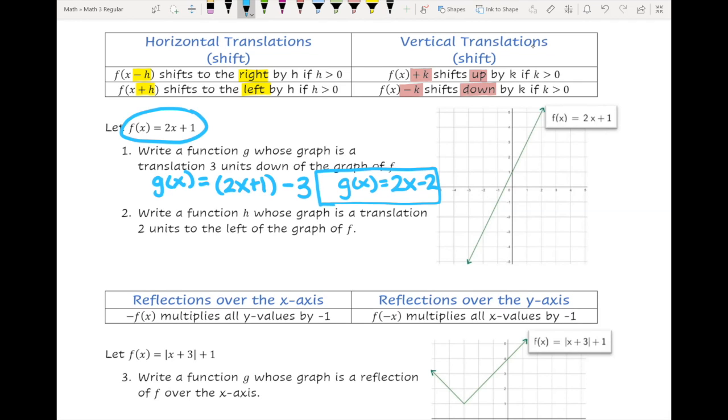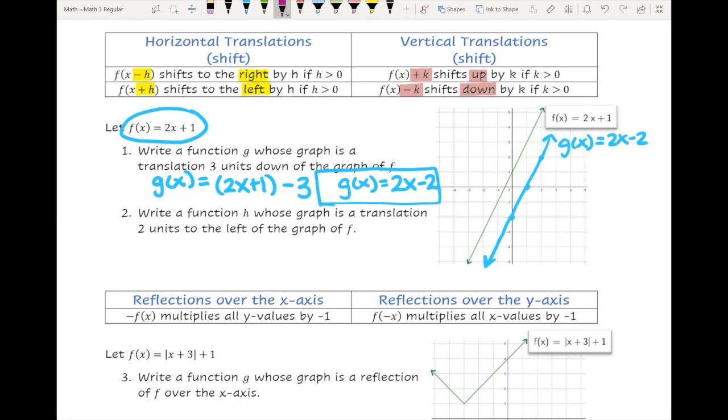On my graph, what that looks like is it still has a slope of 2, but it hits the y-intercept at -2. Here is my graph for the g of x function. All right, so at this point you can pause and then try number 2. Go ahead and turn it back on and see if you got it right.